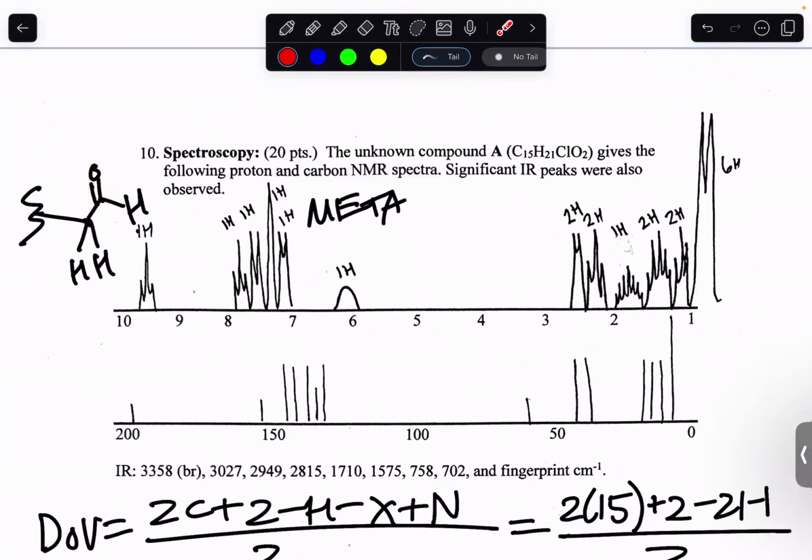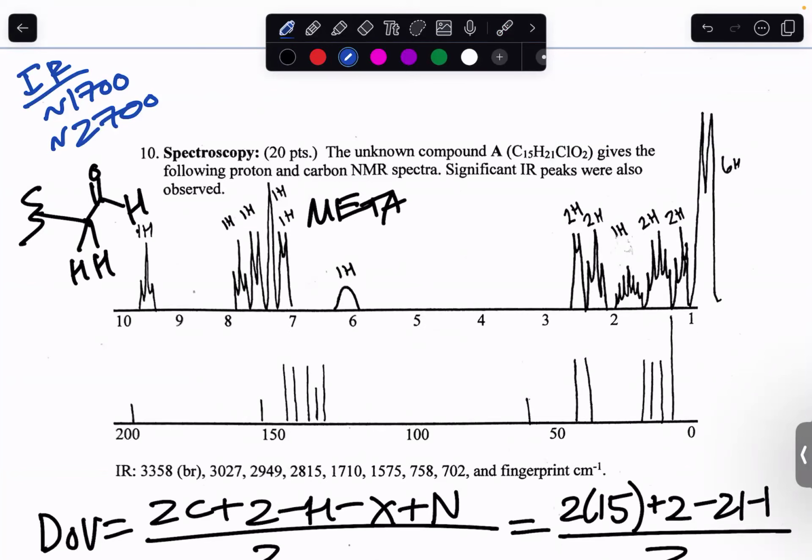But to make sure that I have the aldehyde right there, I know that the aldehyde is going to have a carbonyl sharp peak at around 1700 and a sharp peak at around 2700 in the IR, right? So let's confirm that we have those peaks in the IR.